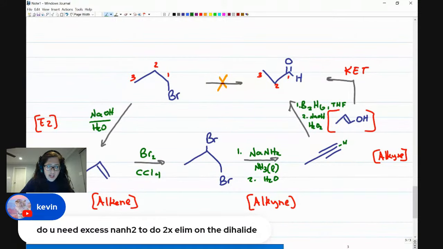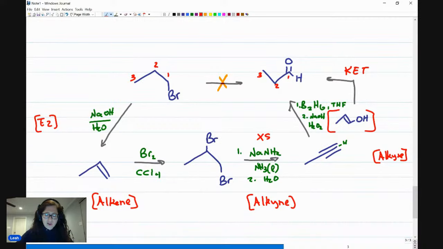Question, do you need excess NaNH2 to do the double elimination? Yes. So some professors will want you to put the word excess, or the letters XS, or in this case, it would actually be 3 equivalents, and then water adds the last hydrogen back. These are really good questions, guys. Keep them coming because it's not just about the reaction, it's about everything you can learn around it.